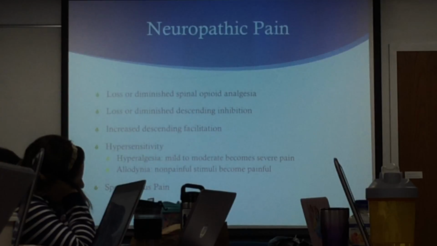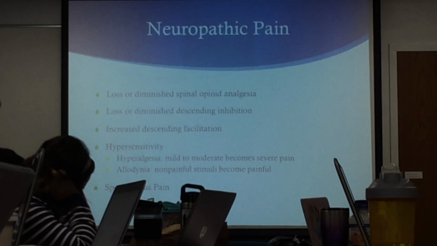You also get loss or completely diminished descending inhibition. Again, it's not entirely clear how it happens. You get increased descending facilitation. So your spinal cord gets reorganized in ways that just aren't very pretty. All the normal systems that you have for encoding pain and mitigating incoming pain get altered in ways that are problematic.